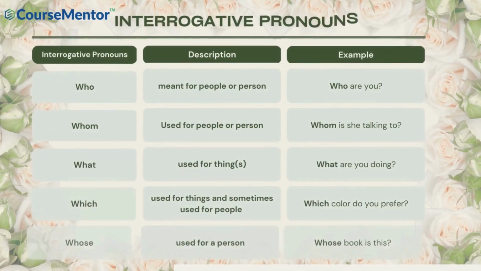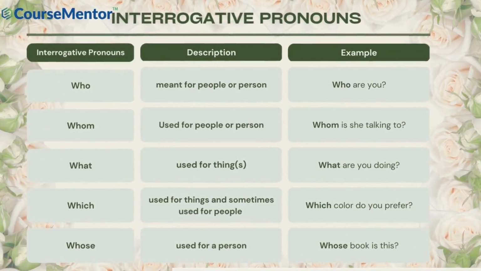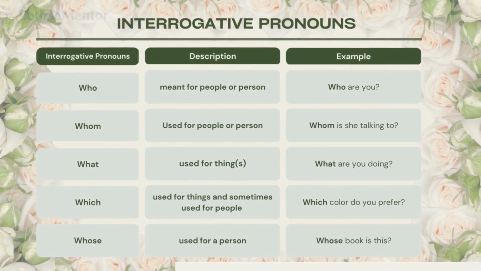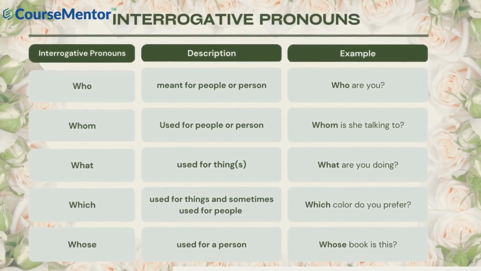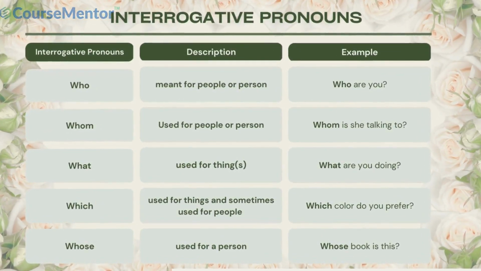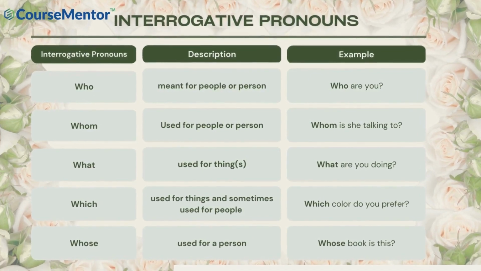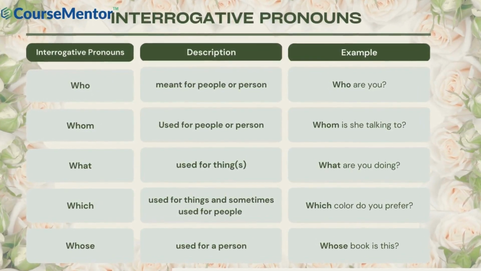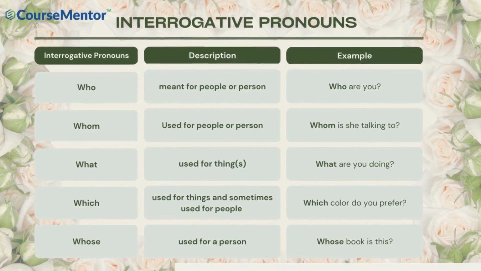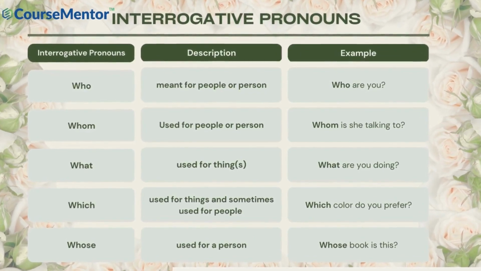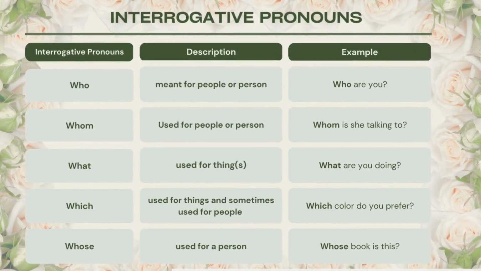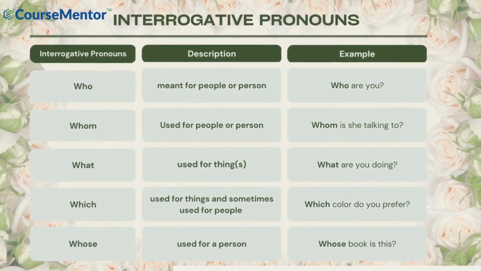The types of interrogative pronouns are who, whom, what, which, whose. These pronouns are also known as WH-pronouns since they all begin with the letters WH. Pronoun who is used for people or a person. For instance, who are you? Pronoun whom is used for people or persons. For example, whom is she talking to?